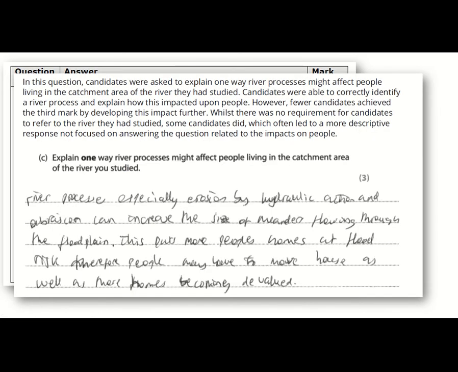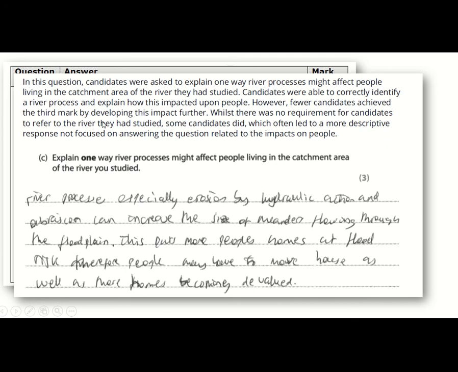So here's an example that someone put in a question, and this has got the examiner's report linked in. So in this question, candidates were asked to explain one way river processes might affect people living in the catchment area. Candidates were able to correctly identify a river process and explain how this impacted upon people. However, fewer candidates achieved the 3rd mark by developing this impact further. So that's your advice. Make sure you develop it further. Get the 3rd mark.